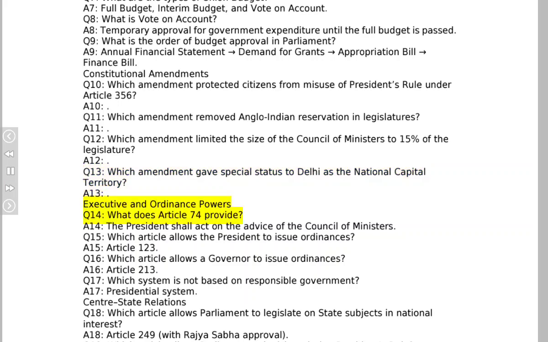Executive and ordinance powers. Q14. What does Article 74 provide? A14. The President shall act on the advice of the Council of Ministers. Q15. Which article allows the President to issue ordinances? A15. Article 123. Q16. Which article allows a governor to issue ordinances?